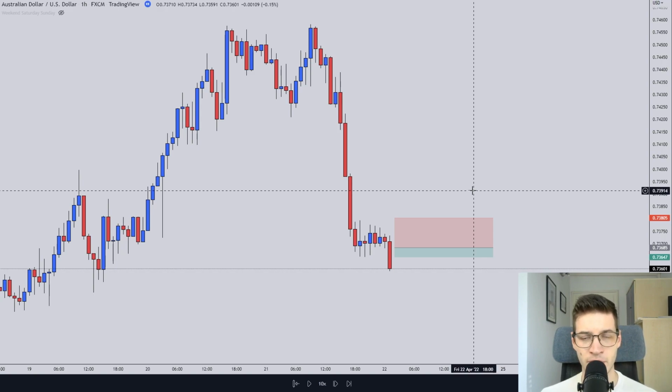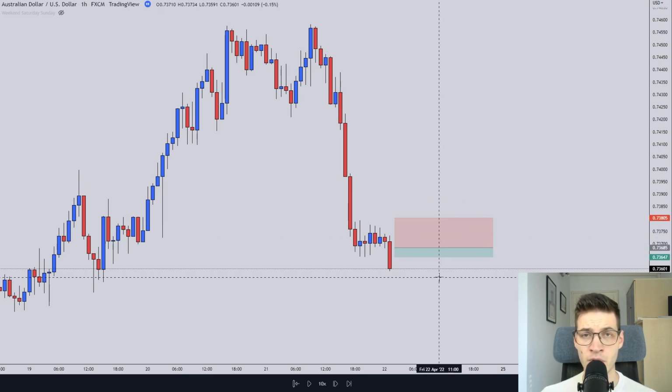I always use a 12 pip stop. I never change it no matter what. If there is huge volatility and the stop loss looks really small, then I'm just staying out of that particular setup. So a 12 pip stop is my default stop loss size for the Aussie US dollar, like you can see here. Then we go on the replay tool, we click next.